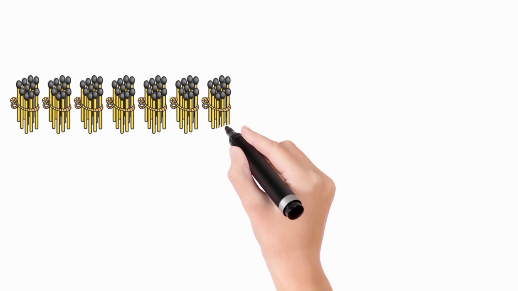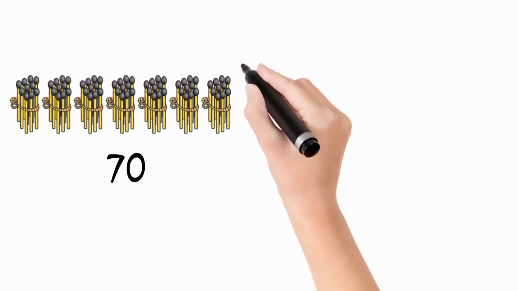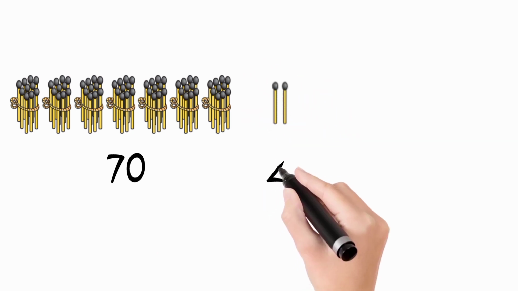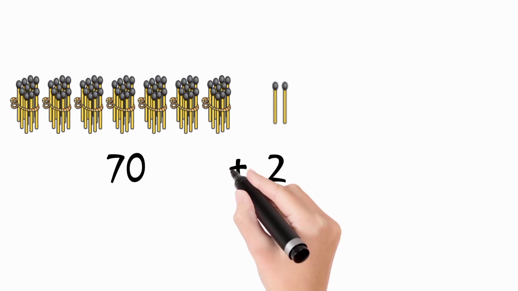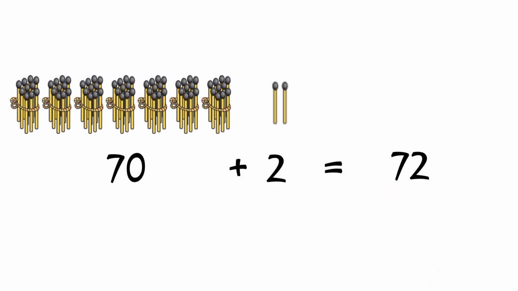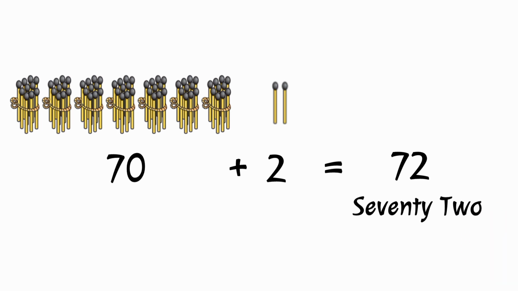Now we have 7 bundles, which means 70, and 2 loose matchsticks. So 70 plus 2 is equal to 72. 7 tens and 2 ones. 72. इसे 72 कहते हैं.